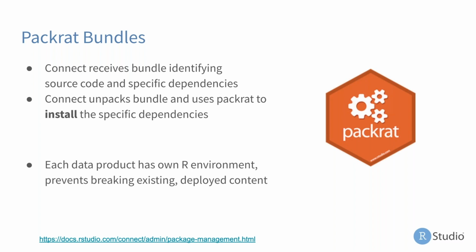Connect then unpacks the bundle with this packrat bundle, and it actually reinstalls the specific dependencies at the exact package version you were using. So the same version of R, the same version of the exact packages you were using. So you have this sandboxed environment of exactly what you want it to be. Importantly, each data product has its own R environment, so this prevents breaking existing deployed content. You can have multiple versions of R basically running across your different assets, multiple different package versions running across your different assets if you wanted to. We have a little bit more information here in the documentation, in the admin guide about package management. And if you'd like to know more about Package Manager, we can also have that discussion.